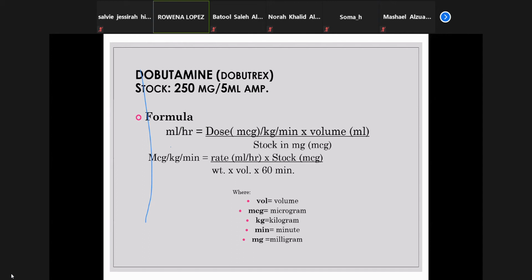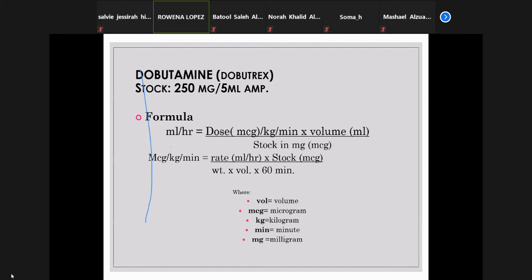So to calculate the ml per hour, dose in microgram, usually the doctors will order 5 micrograms, or by microgram, okay? Multiplied by the body weight of the patient. That's why our patient's body weight is very important. The first thing we have to do, including our vital signs, is actually weight and height, because these are very important to calculate the dosages of the drug.